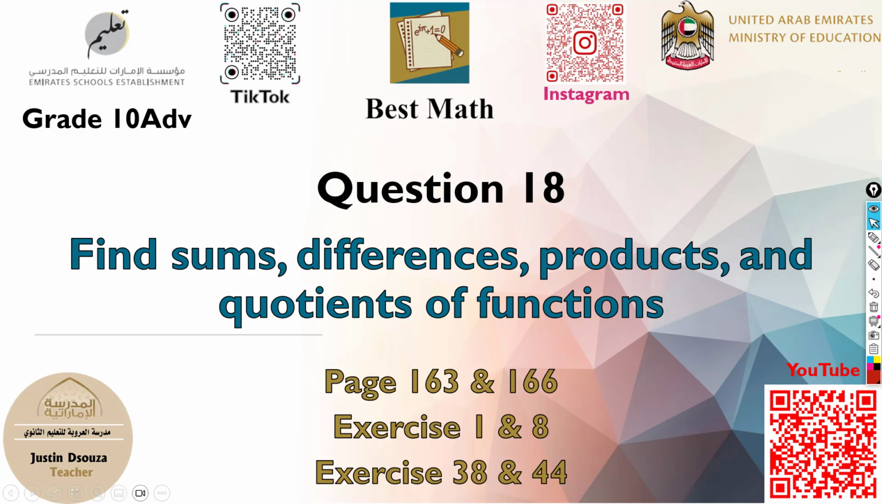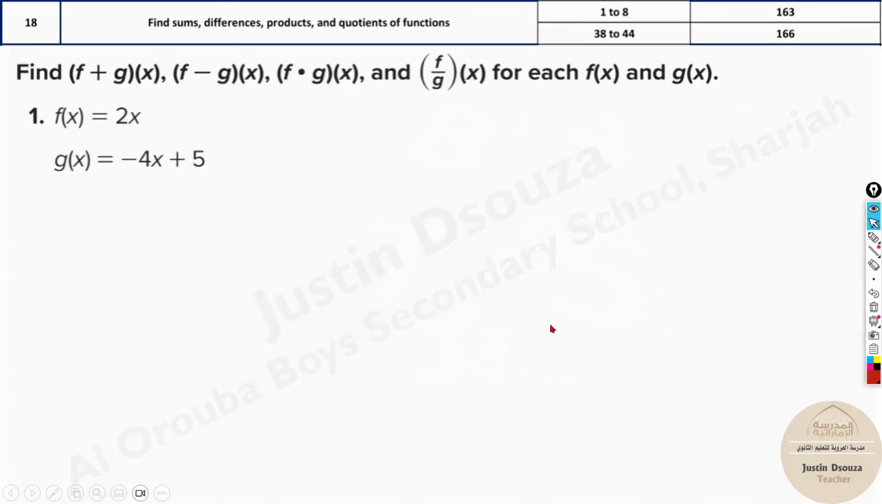The question 18 is basically composition of functions. Here we have to add them, subtract or multiply or divide the functions. You will be given f of x and g of x. You need to find f plus g of x. What does this actually mean? Now here you can see it is f plus g of x.